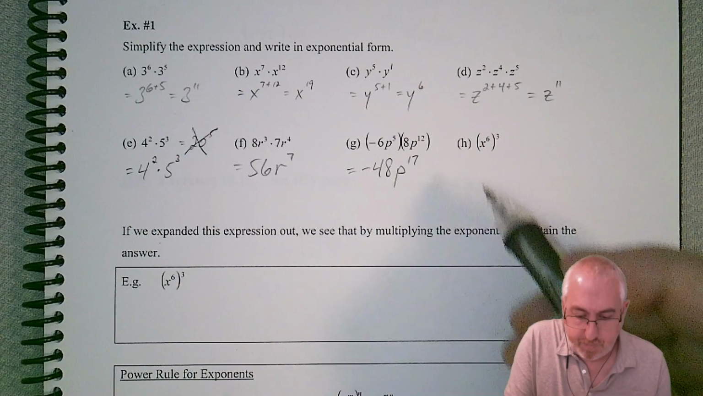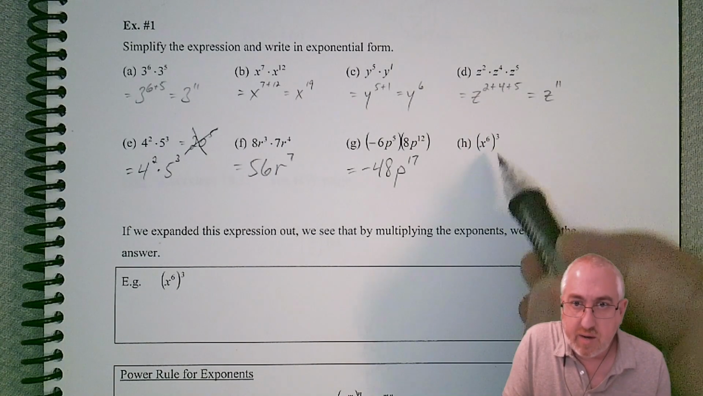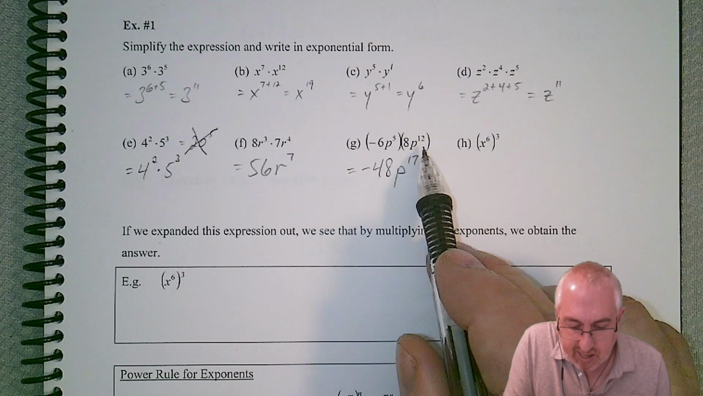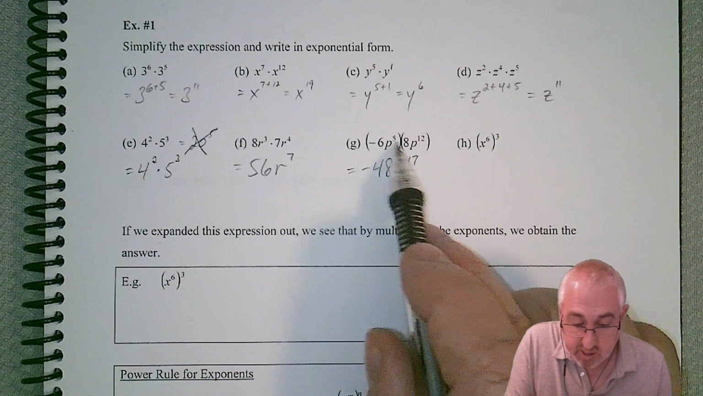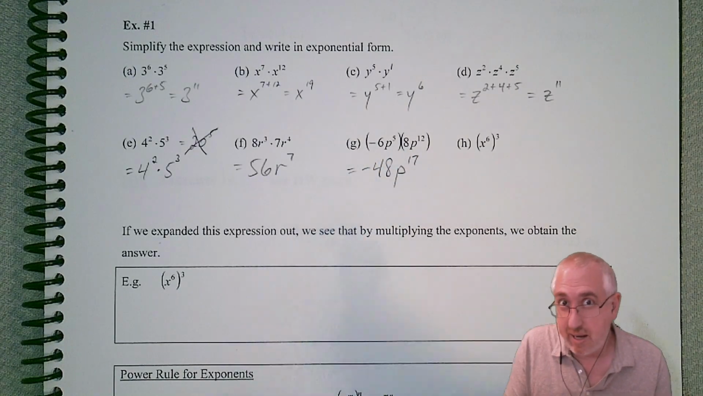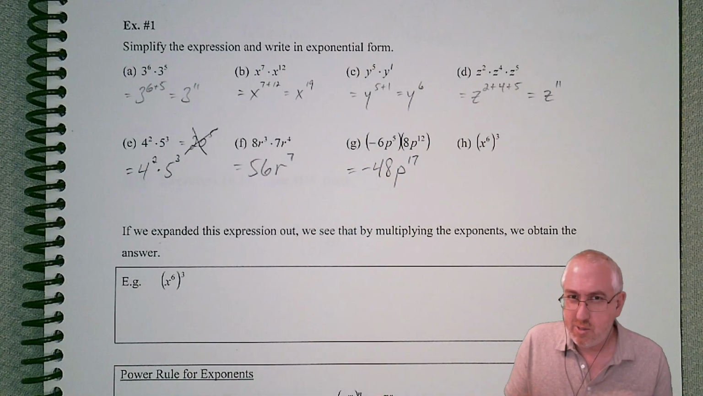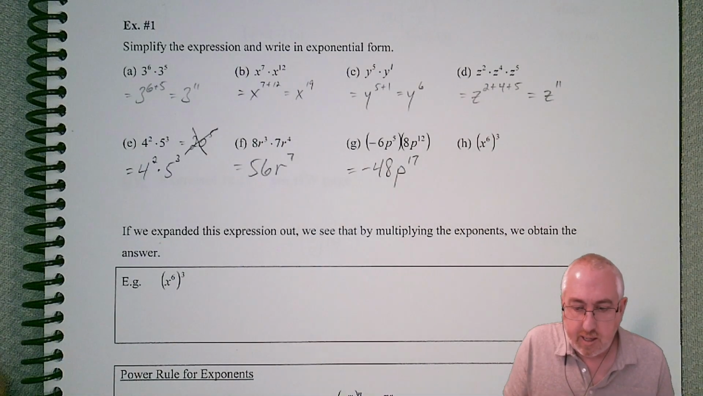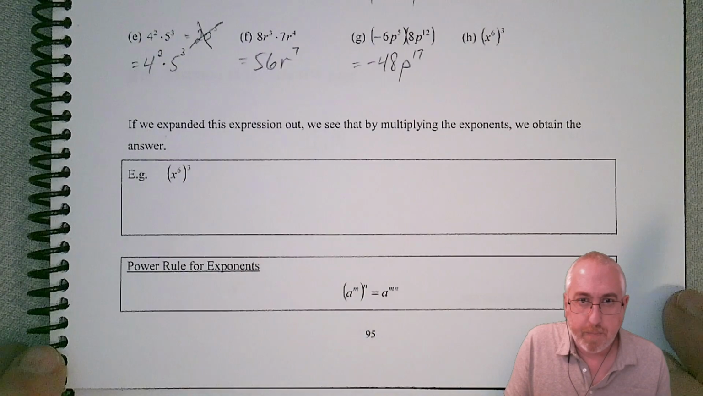Well, this one is a little different because now we have an exponent that's outside of the parentheses. These last couple of problems, well, at least this one here, we had exponents inside the parentheses. So we have to be careful how we interpret this one. So let's hold this and let's explain it down here.